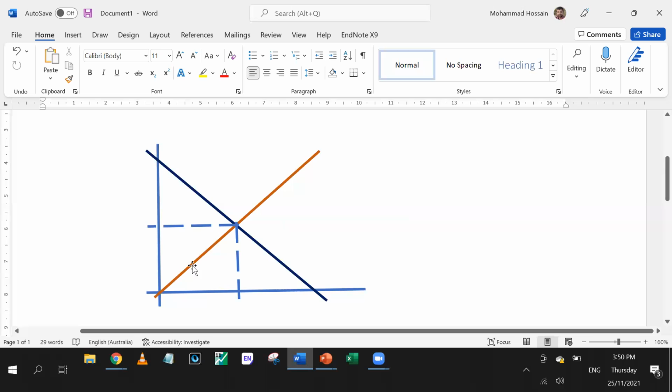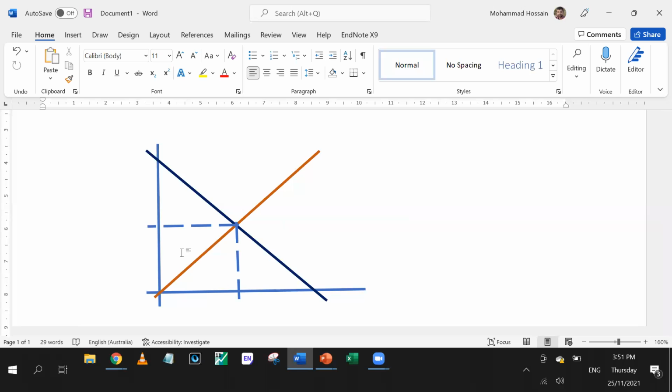Producer surplus will be the bottom triangle. So this is consumer surplus, this is producer surplus. Producer surplus is the difference between the price at which a producer is willing to supply and the price at which he is actually supplying.